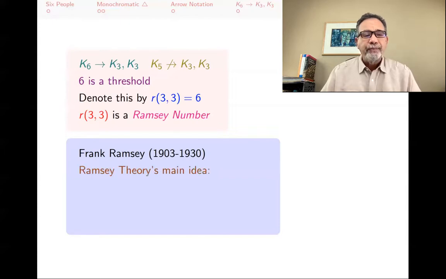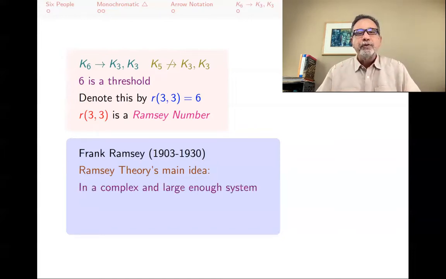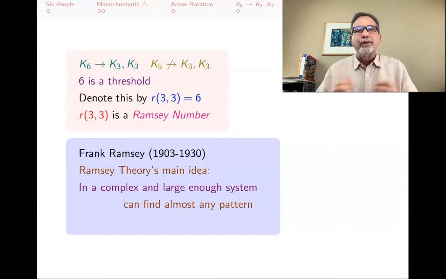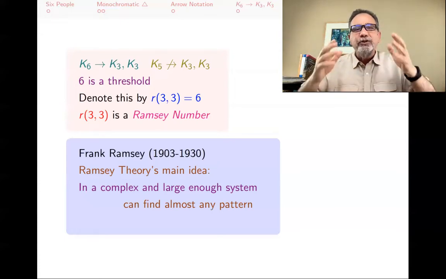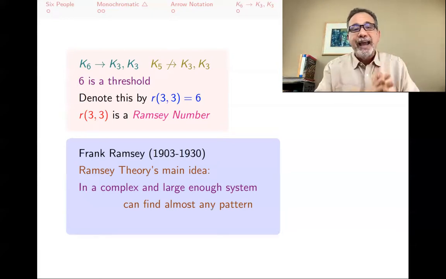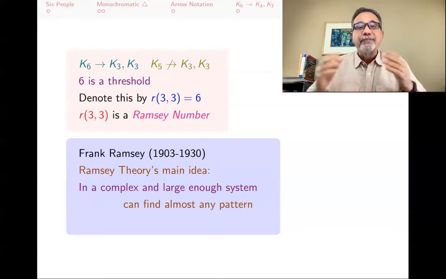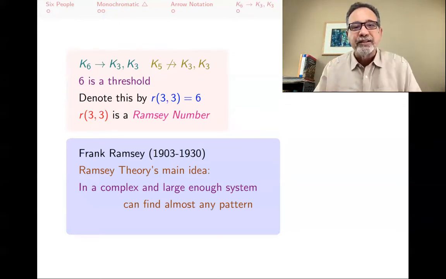Okay, so Ramsey theory's main idea, just as an intuitive way of thinking about it, is that if your system is large enough and complex enough, you will be able to find almost any pattern. So for example, if you look up in the sky and you see all these stars, there are so many of them that you're guaranteed to be able to find a lion if you decide you want to see one. You want to find a camel, and you'll be able to find it. Whatever pattern you want among those, somewhere you'll be able to find it, just because it's complex enough.